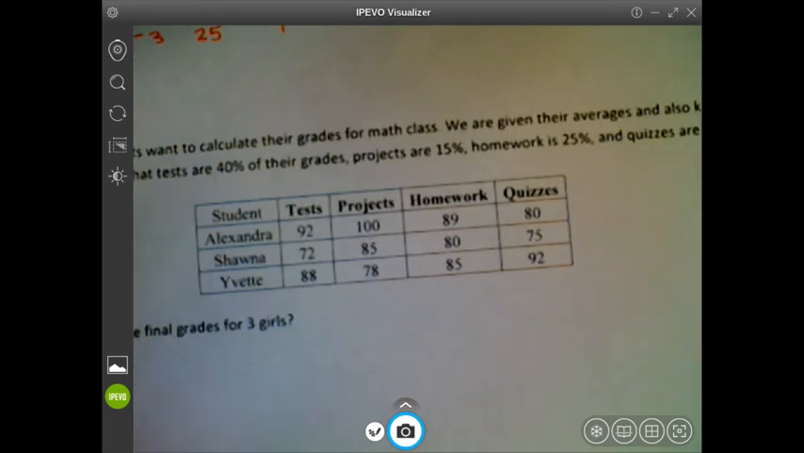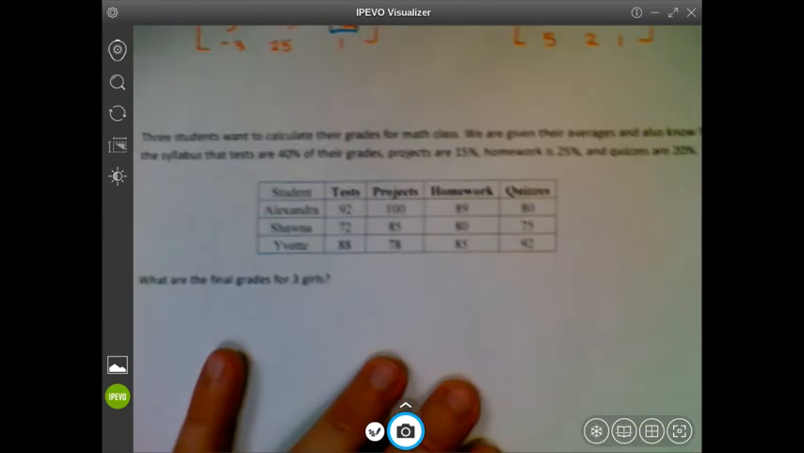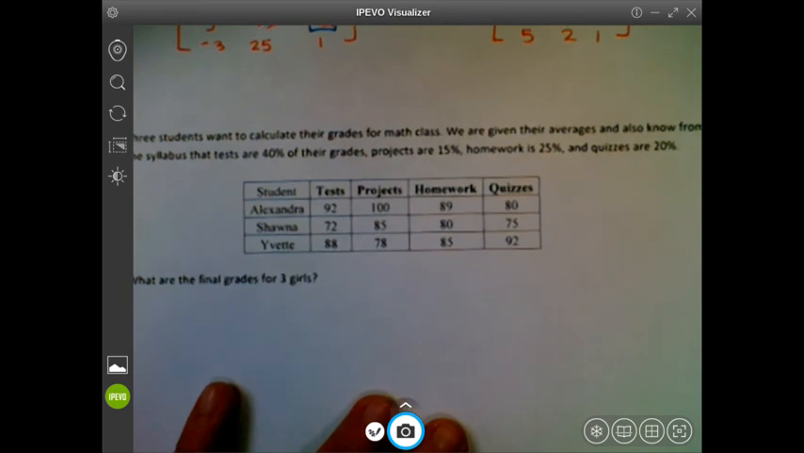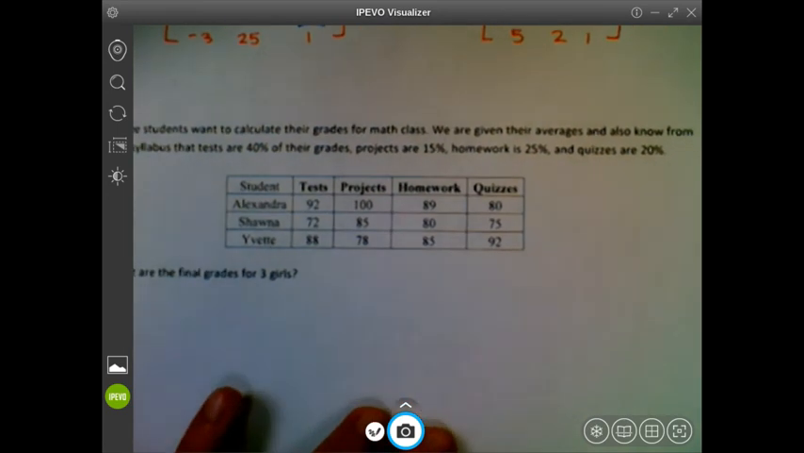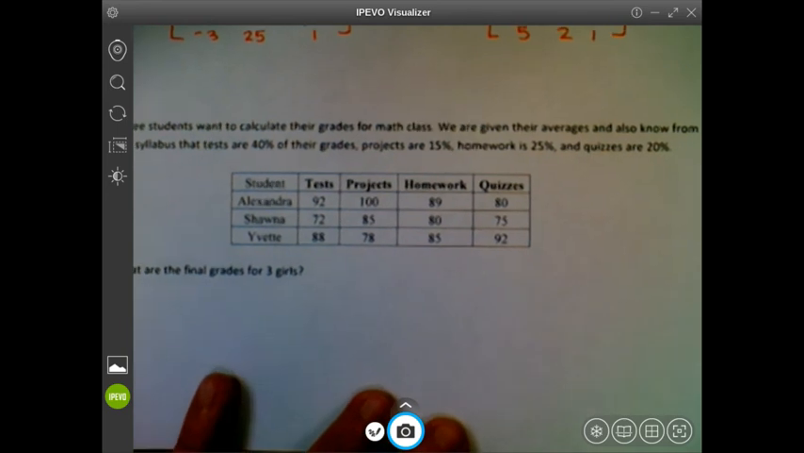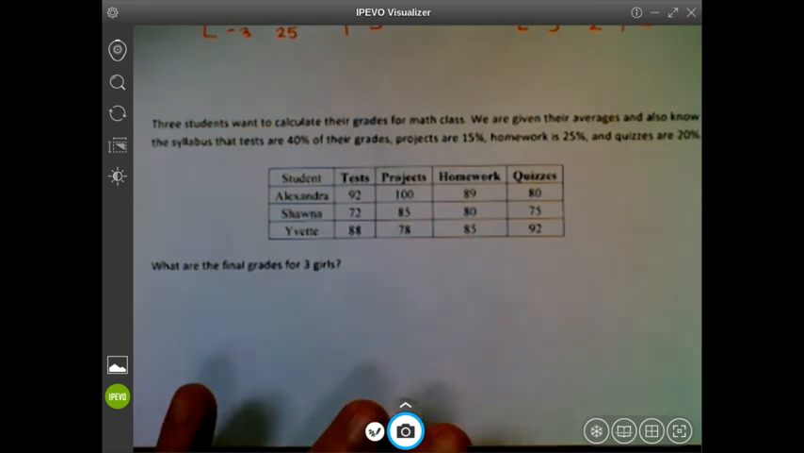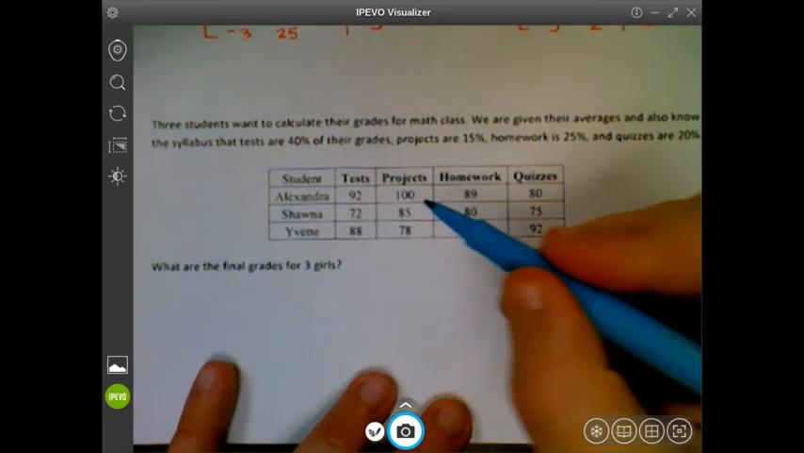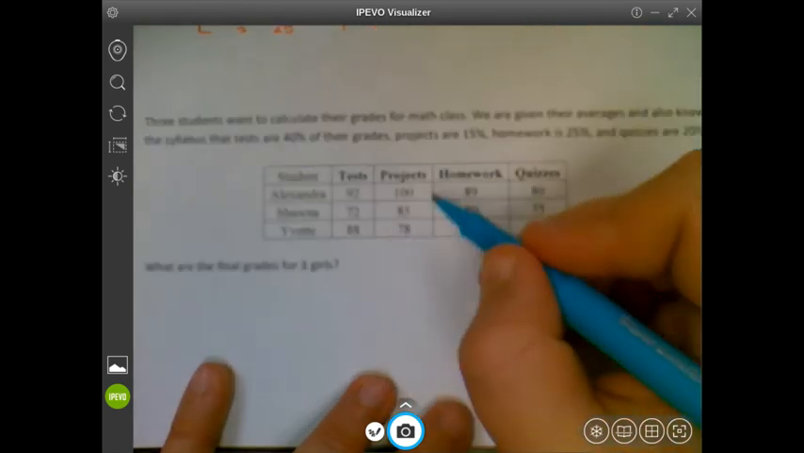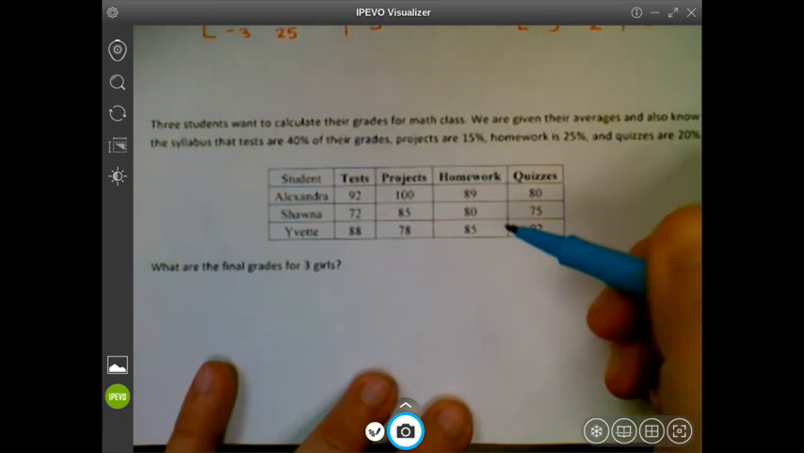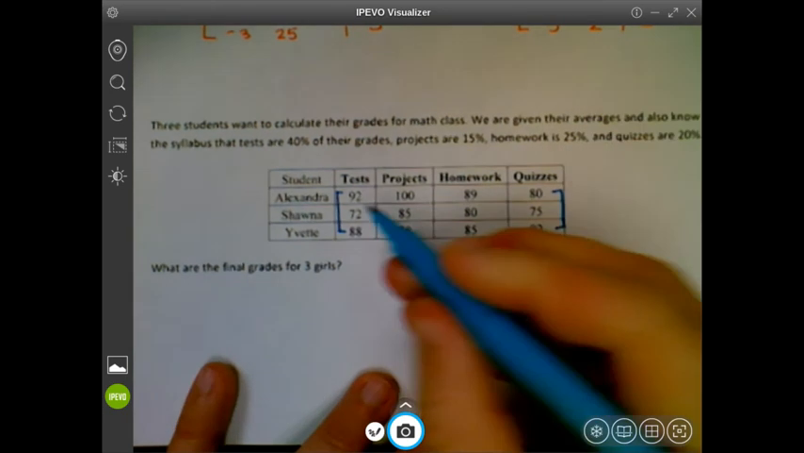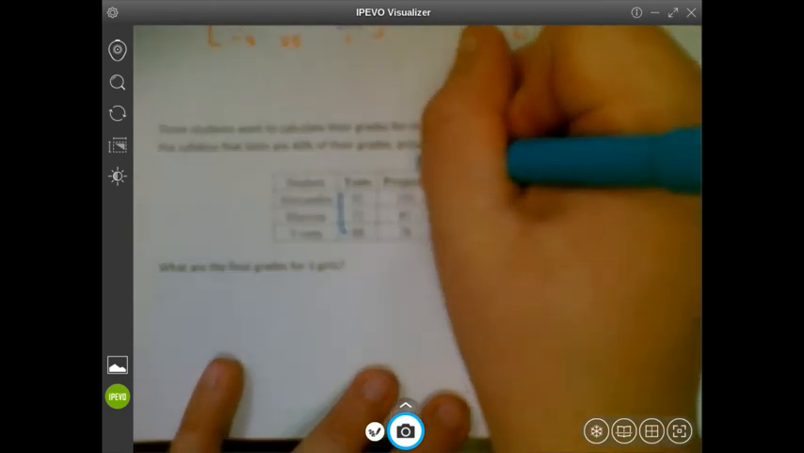All right, and last but not least, here is a story problem application of multiplication. It says 3 students want to calculate their grade for math class. We are given their averages and also know from the syllabus that tests are worth 40%, projects 15, homework 25, and quizzes are worth 20. So what are the final grades for the 3 girls? And so you have their individual scores, right? Each row represents a person. Each column represents a type of grade, like the test, projects, homework. So you can think about this as being a 3 by 4 matrix.